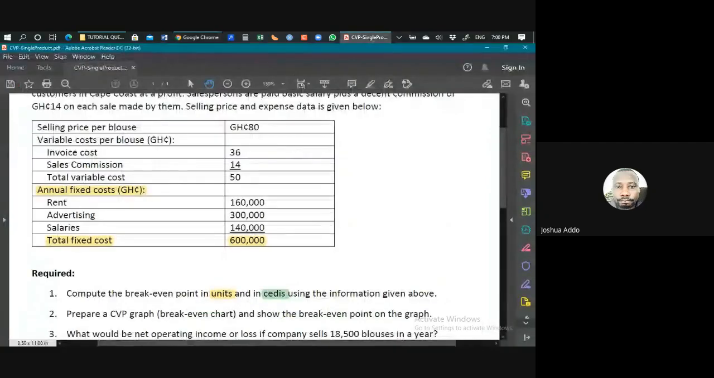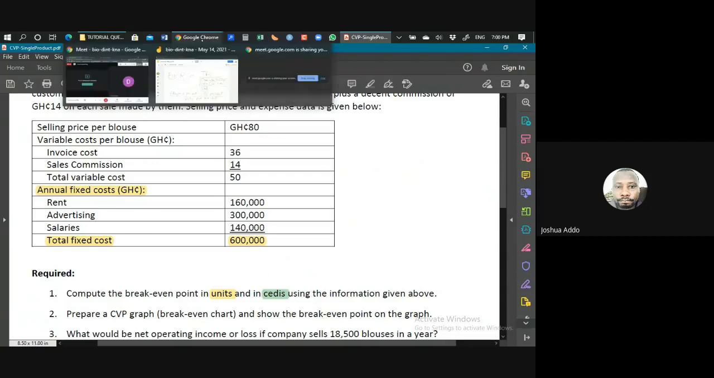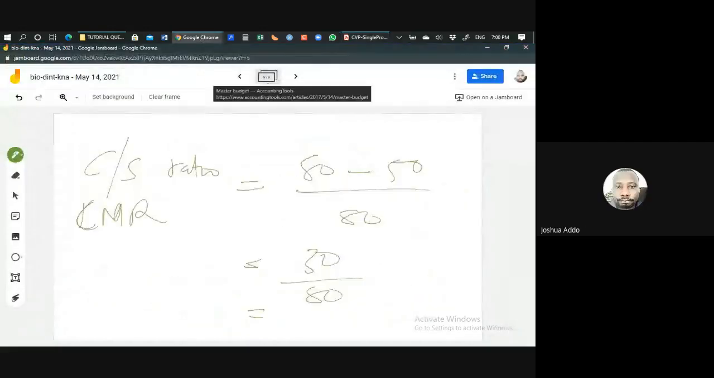So now let's get back to the question. The selling price per unit is what from the question? 80, minus the variable cost, which is 50. If it is the contribution margin ratio, we divide the whole thing by the selling price per unit again. So that's 80 minus 50, which is 30, divided by 80.